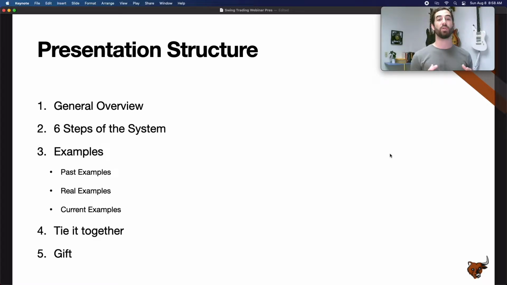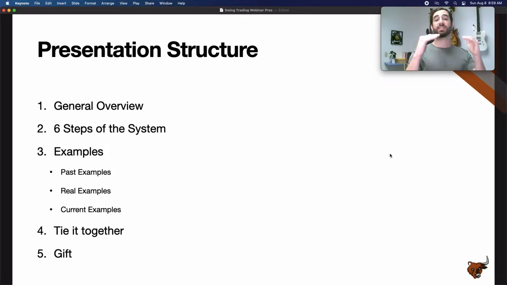Okay, so to set your expectations straight from the beginning, guys, this is going to be about a 2-hour presentation. It's going to be divided into sections that you're going to be able to stop, take a break, and come back to. I'm going to give you a quick general overview of the swing trading system. Then we're going to go through the 6 steps of the system, and this is going to be the most dense part of the presentation, specifically step number 1, when we're going to talk about identifying the setup.